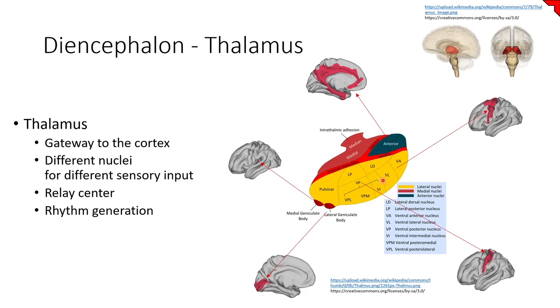So, for example, here the ventral anterior and the ventral lateral nucleus receive information from the cerebellum as well as the basal ganglia and also the motor cortex, to then integrate this information and send it back to the motor cortex in order to coordinate movement. And it has two separate parts, the right and the left thalamus, and each of those has over 100 nuclei, all with different functionalities. So again, a very highly complex structure.